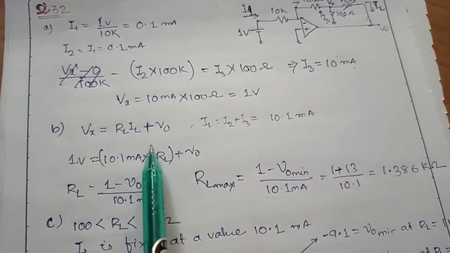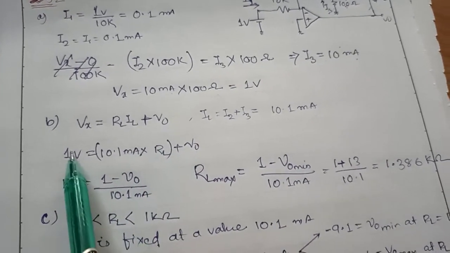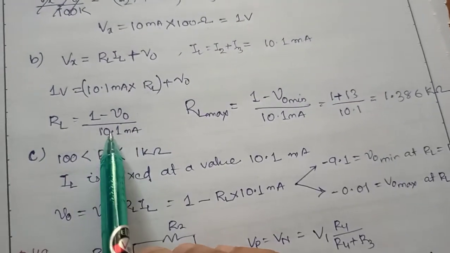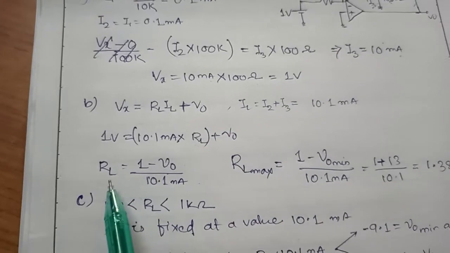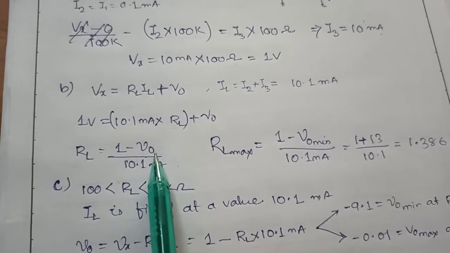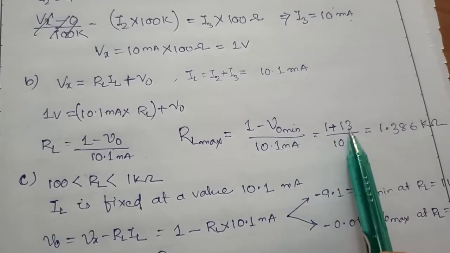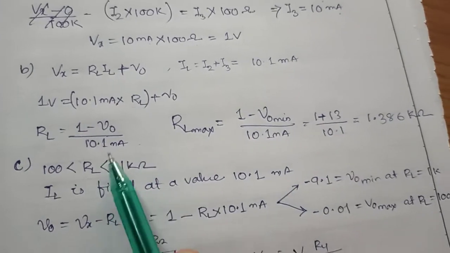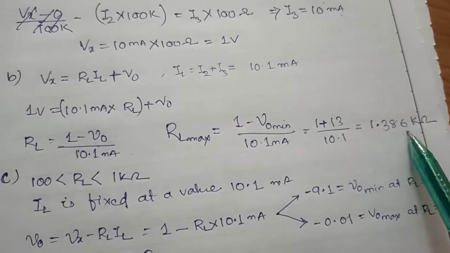We have to find the value of RL, and IL we found 10.1 plus V0. So what will be the value of RL? 1 minus V0 upon 10.1 milliampere. It is asked to find the maximum value. So when will this value be maximum? If my V output is minimum. So V output minimum, which is nothing but minus 13, that is 1 minus minus 13, means 1 plus 13 upon 10.1, that is equal to IL. So I will get a load RL maximum value of 1.386 kilo ohm.